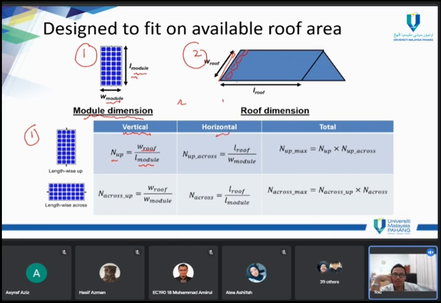Okay, for horizontal, meaning across the roof, left to right, how many modules? That is N across. Then it is L roof over W of the module because we stand the module around. So that's why it becomes like this. The total number of modules that you get will be based on N up multiplied by N across.